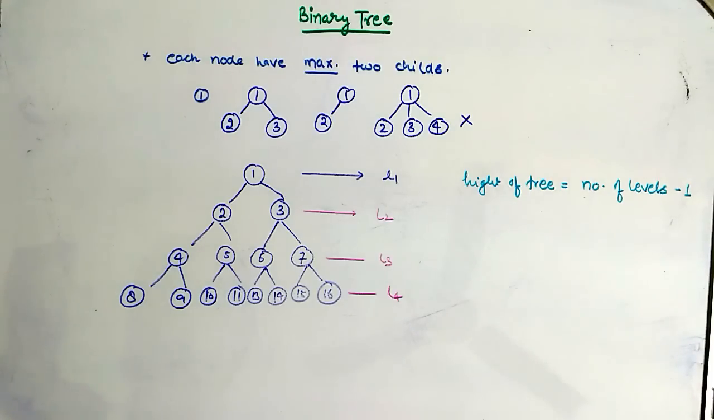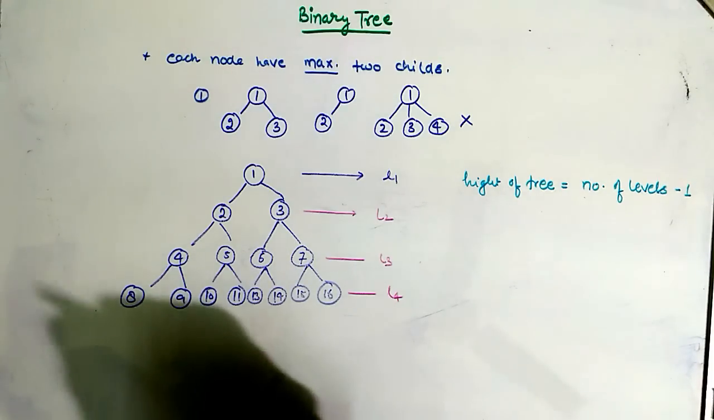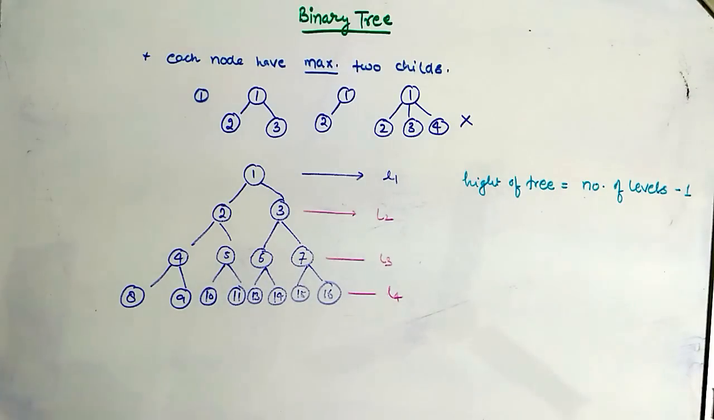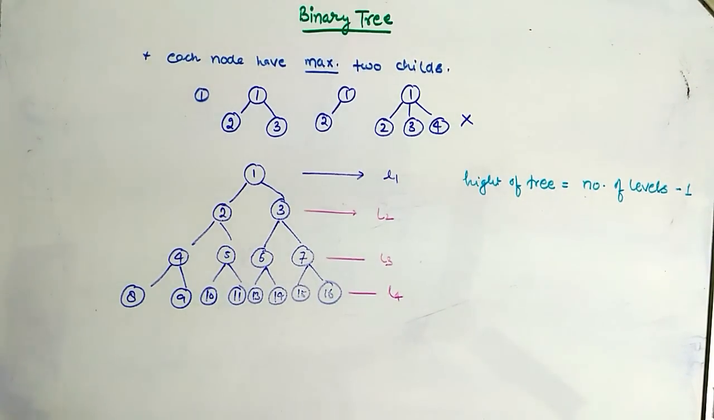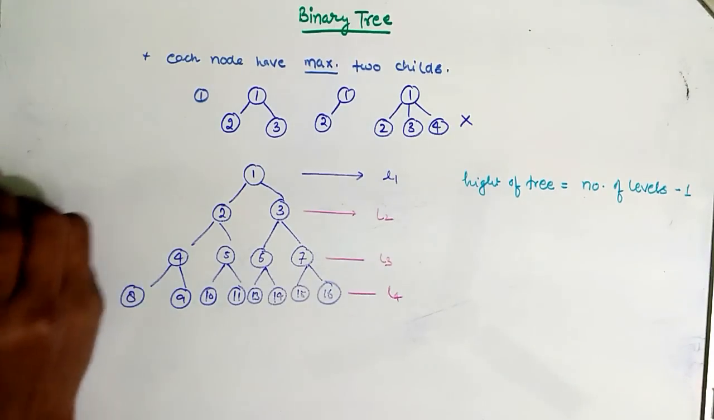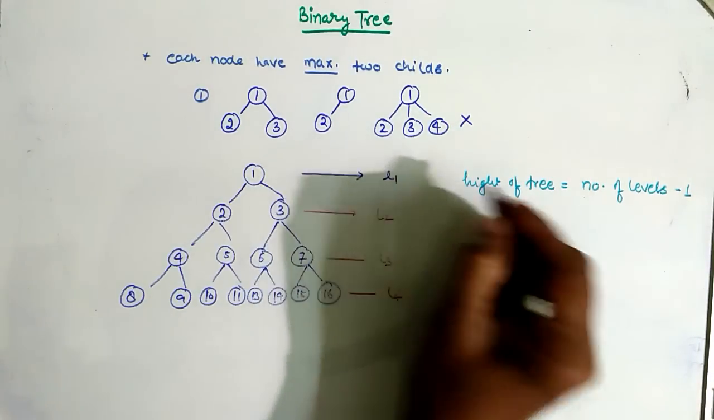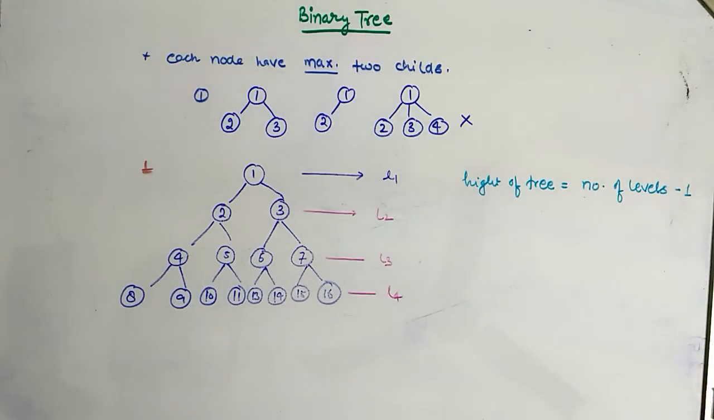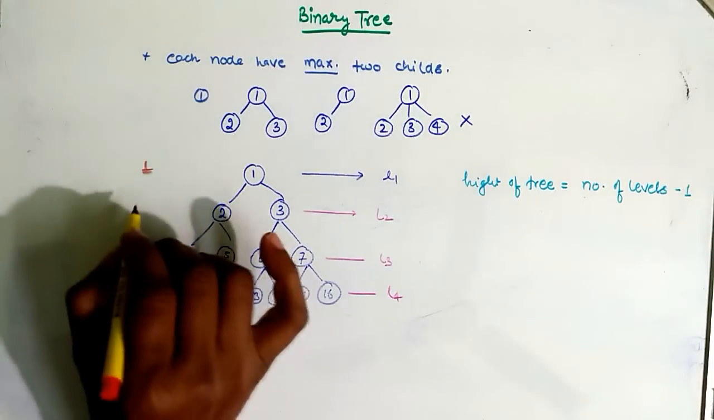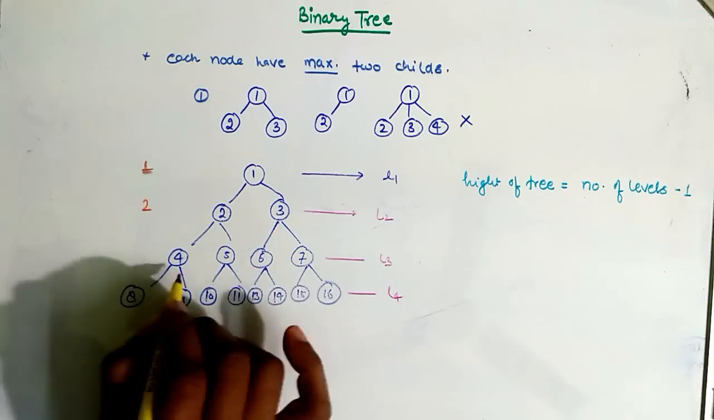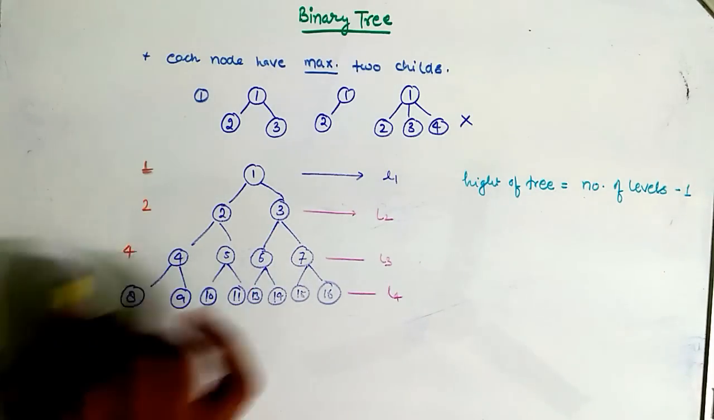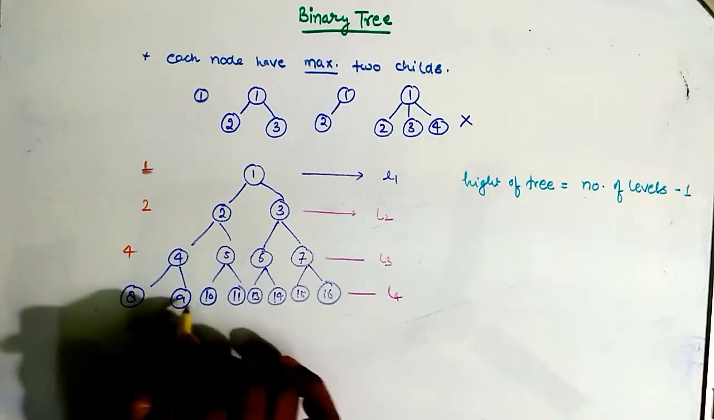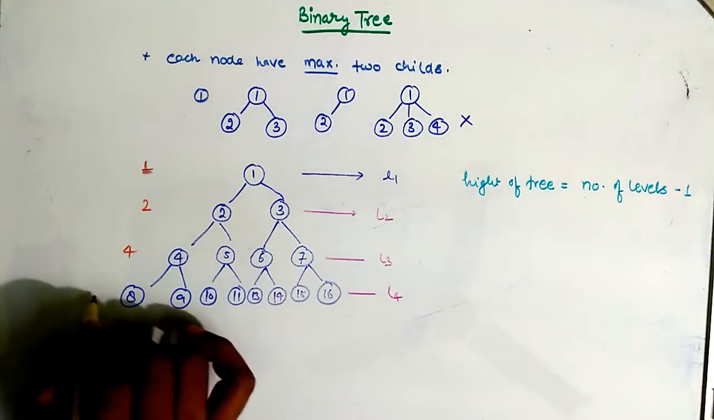Second is, if you want to count the number of nodes at each level, so let me draw here. At level 1, the number of nodes are 1. So this level contain only one node. At level 2, the number of nodes are 2. So this will contain 2 nodes. At level 3, we have 4 nodes. At level 4, we have 1, 2, 3, 4, 5, 6, 7, 8 nodes.